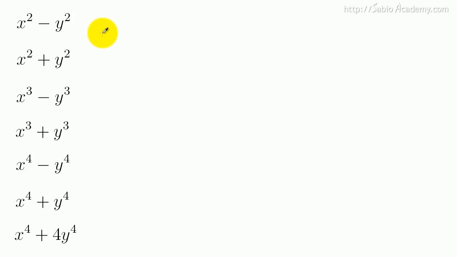I would like to give you a summary of what can be and what cannot be factored. Let's start with this one. This is the famous difference of squares. You should not struggle at all. When you see a difference of squares, you should just come up with x plus y and x minus y. Some of you want to say, I prefer x minus y times x plus y. That's perfectly fine. Either one will work.